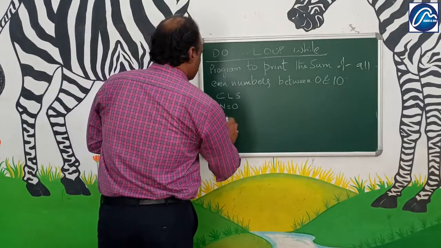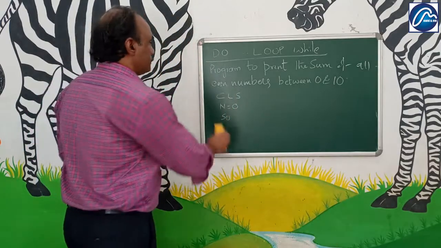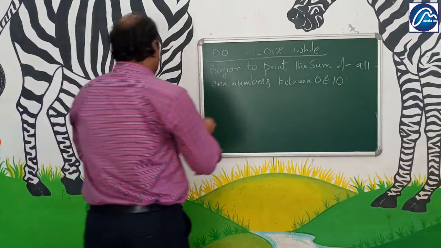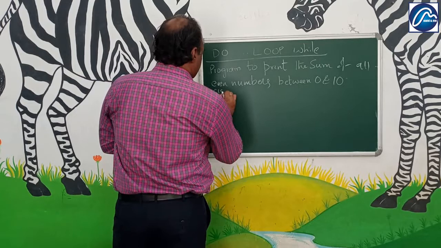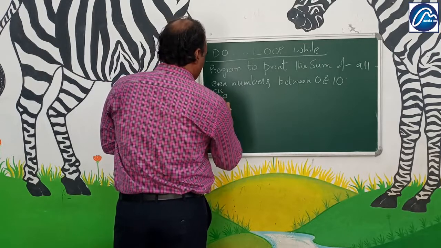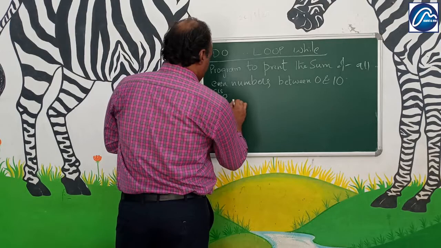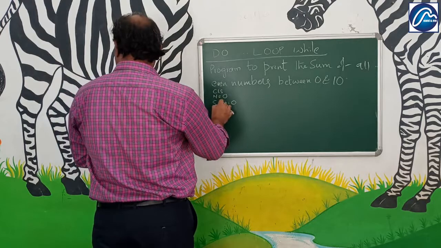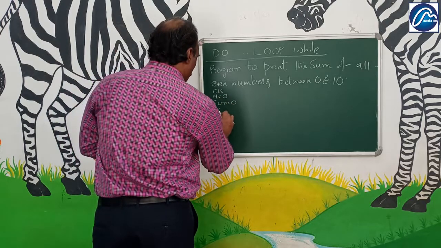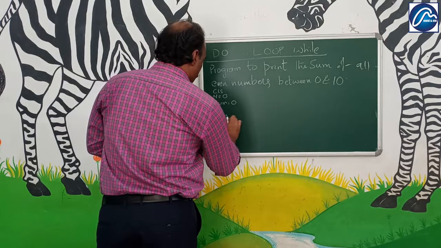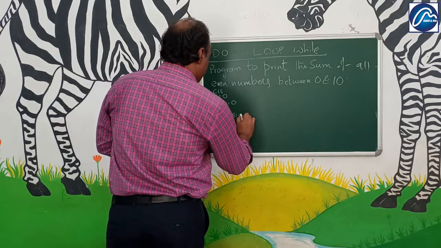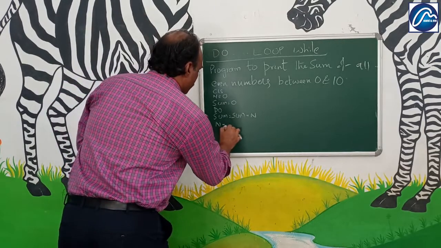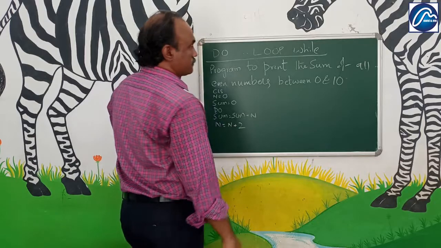Sum is also, I'll write little small so that it will be easy to finish that line on the board. CLS, n equal to 0, sum equal to 0, because we are initializing sum to 0. Do, see how the loop starts now. Sum is equal to sum plus n. Okay. n is equal to n plus 2. Why is it n plus 2? Because we want the even numbers.